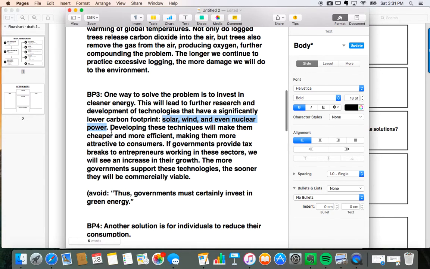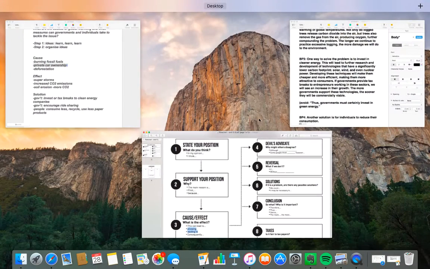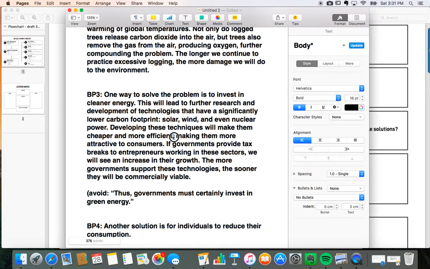Then again, I explain the effect. So again, I've got effect, effect. And again, I'm not talking about the effect of global warming, I'm talking about the effect of this solution. Developing these techniques will make them cheaper and more efficient. All right. Then what we talked about here with these participle clauses, okay? Very key point with grammar. Comma, which makes them more attractive to consumers, all right? This is the beautiful piece of grammar, participle clauses, and it shows the effect.